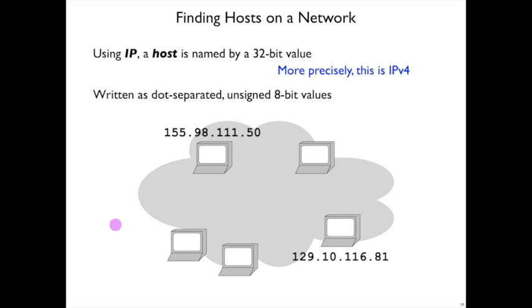When you use IP, a host, roughly speaking a machine attached to the network, is named by a 32-bit value. Now, most of what we're going to do today is assuming IPv4, which is the original IP protocol and the one that almost everything still runs on. When we write this 32-bit value, we write it as 4 8-bit values, each written as an unsigned integer, and then put dots in between them. So 155.98.111.50, that is the name of some machine.